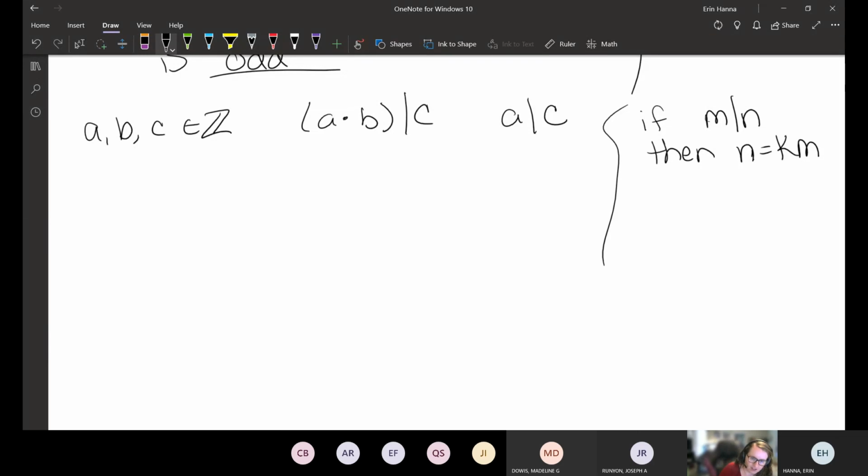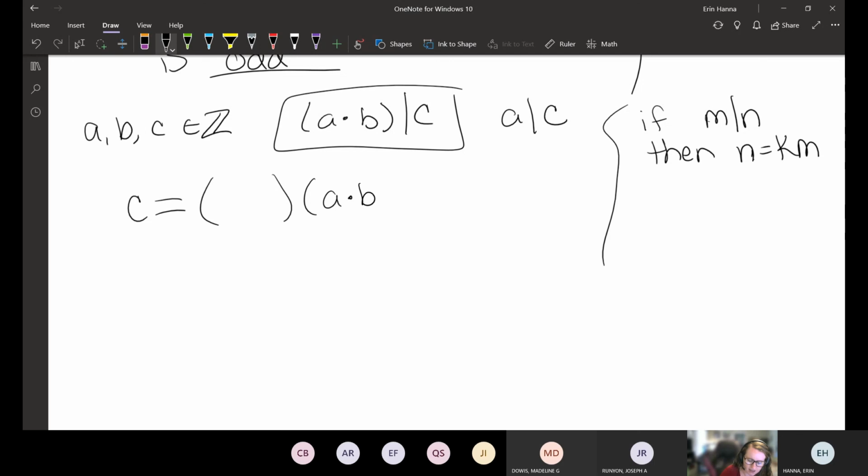So they have the first setup as saying, okay, if A times B divides C, what does that mean? That means that C is equal to essentially something times A times B. So they're looking for some integer K, which they set up for you at the back by saying for some integer K. And this just comes from the definition, that it must be that C equals K times A times B.